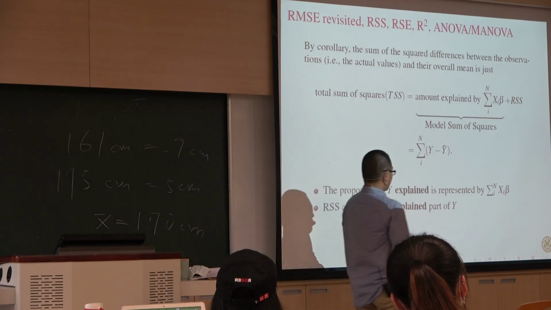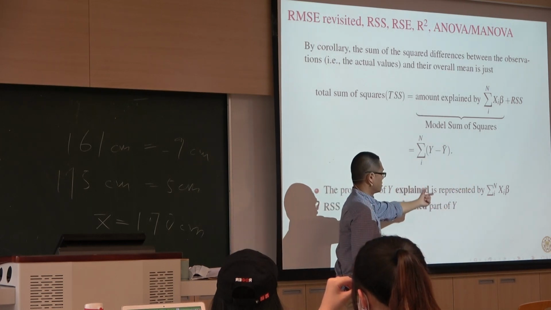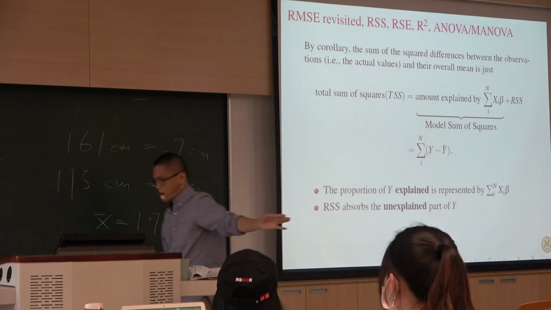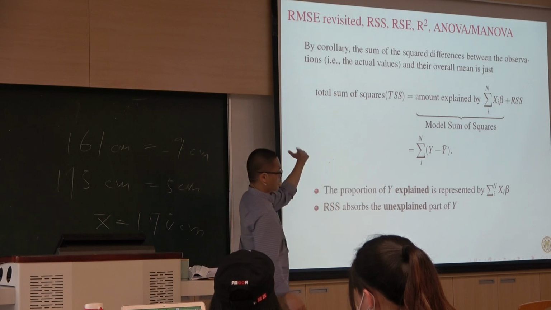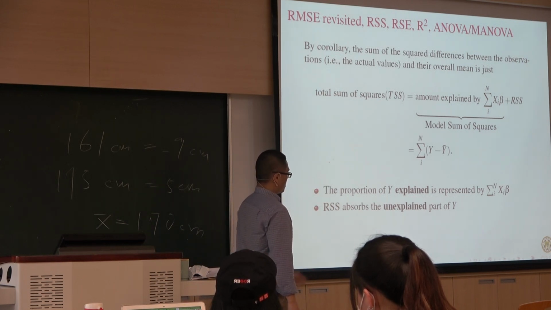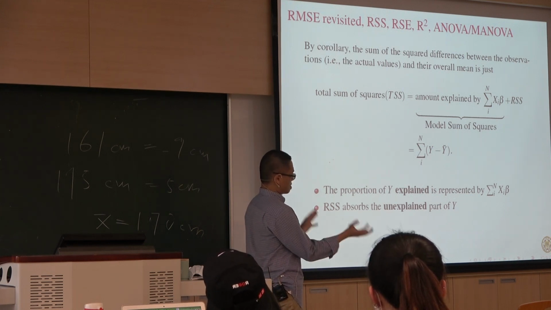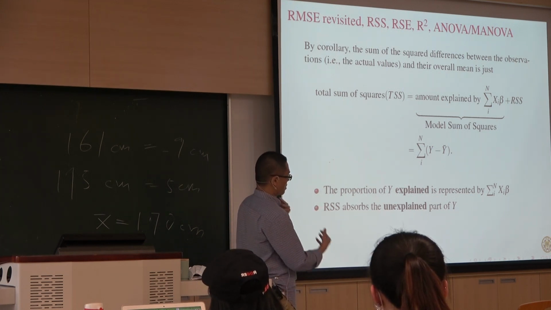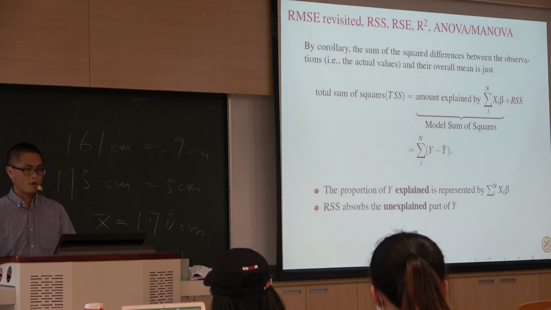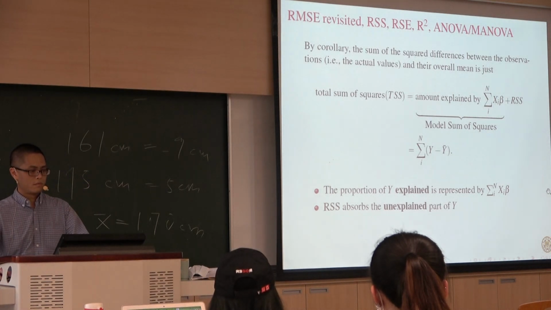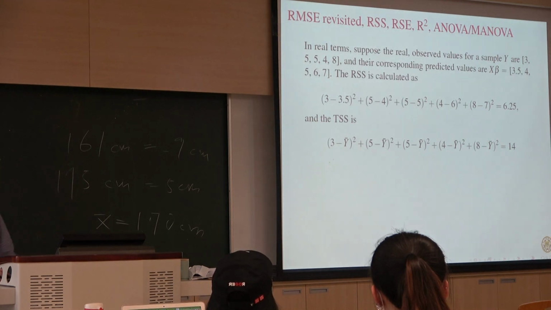But the most important thing to know is that the first part refers to the proportion of variance that is taken care of by the explanatory variable that we put into the model. While the RSS, the residual sum of squares, is more like a residual term, or in statistics the error, which absorbs all the unexplained variance in the data. Okay? So before we get to another exercise, any questions here?